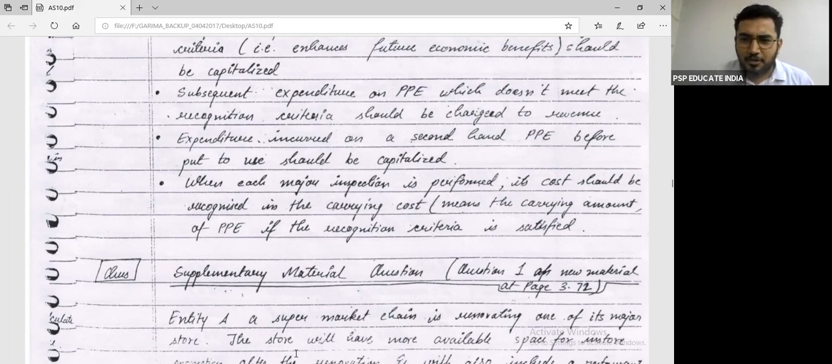Are you getting it? Quickly on the chat box, are you all clear with this concept? Yes or no? Are you all clear with this concept of additional expenditure?